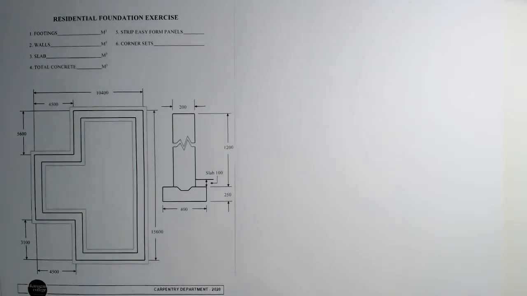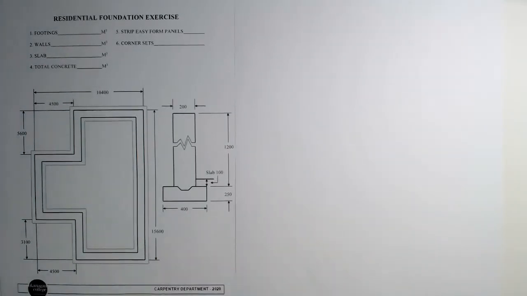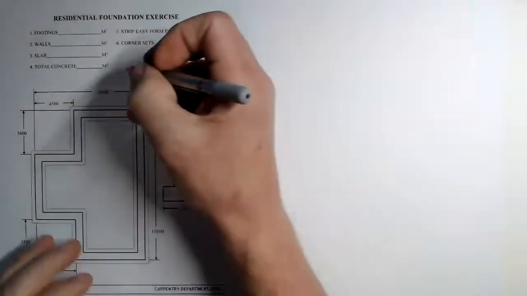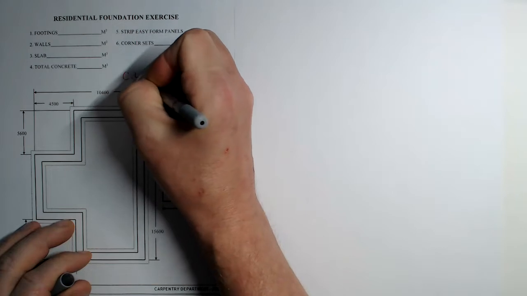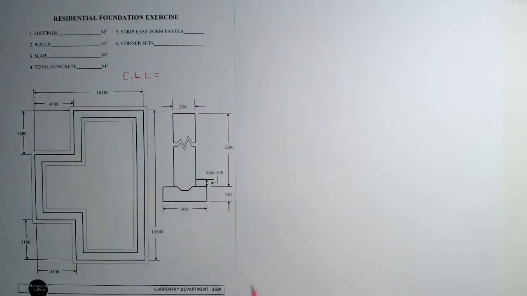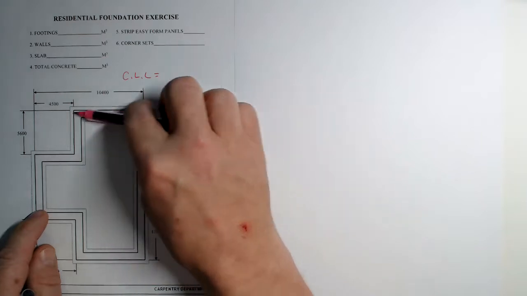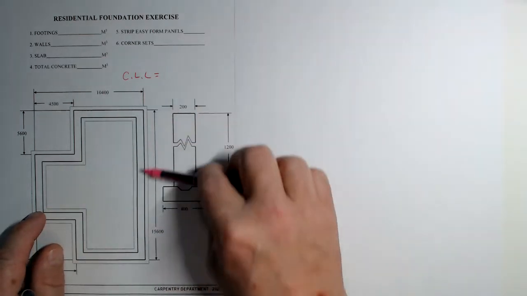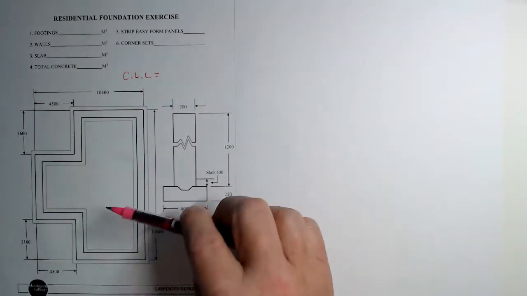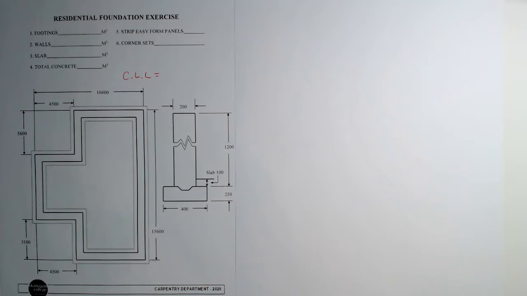Okay, so let's go ahead and do our residential foundation exercise. First thing we're going to do is calculate our line length. Our center line length is what we're after. The nice thing about the center line length is that it's one number that gives us the entire length of the wall and the same number we use for the footing.